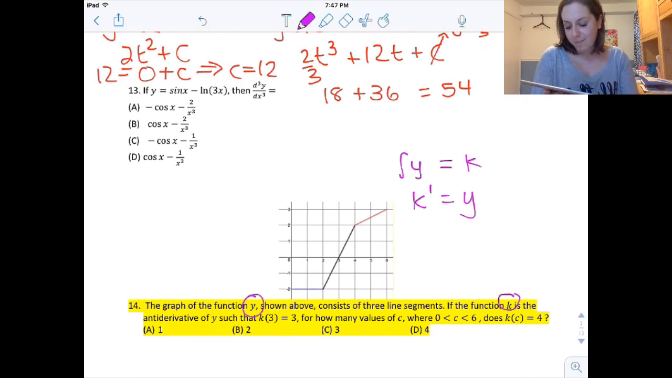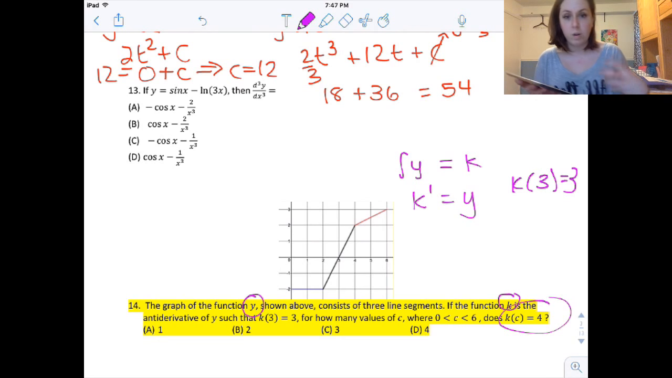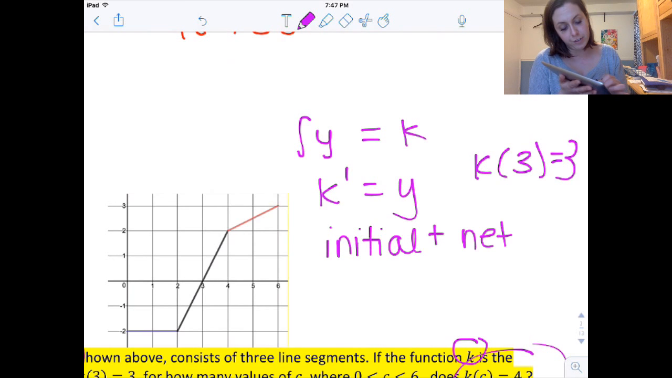And we know k of 3 is 3. So that's an initial value. For how many values of c does k of c equal 4? Does k of c equal 4? So what I'm basically thinking here is initial plus net change. My initial value I know is 3.